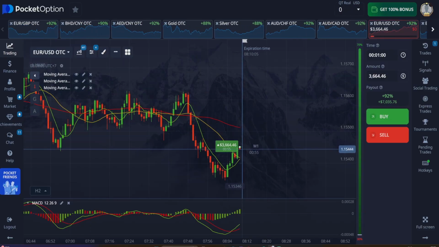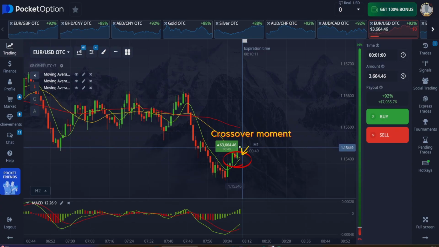I'm taking a buy position because I have two strong signals aligning, the moving averages and the MACD. First, the faster MA has just crossed above the slower MA, showing that the trend is shifting upward and buyers are starting to dominate.